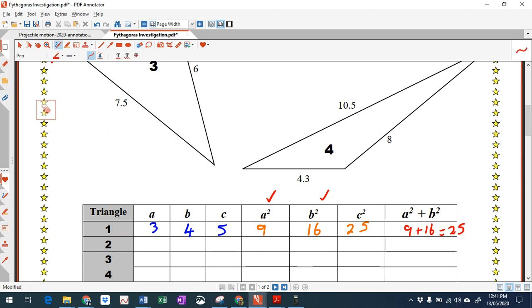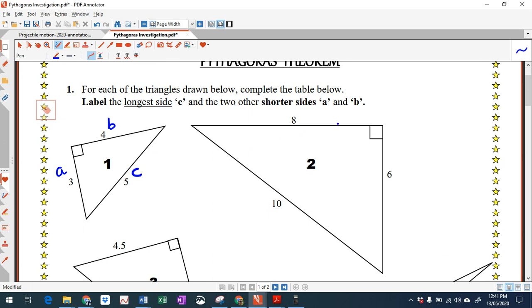let's do the next triangle, triangle number 2. Okay, so we go to triangle number 2, which is this big one here on the right. It says label the longest side C. The longest side has to be C. So you can see on this triangle, 10 is the longest side, so I'll label that C. The other two sides, you can label them A or B, doesn't really matter. So this time, I might label this one A, this one B.